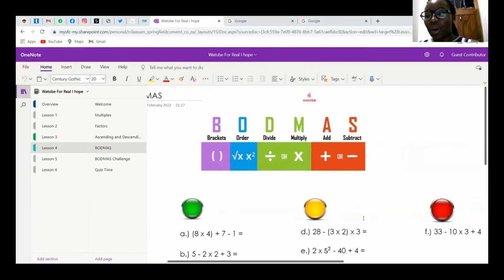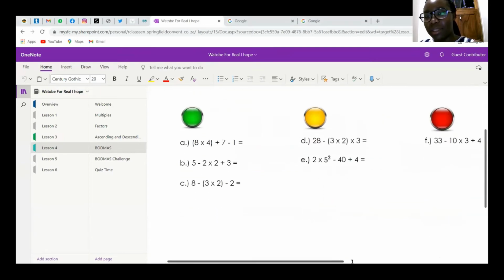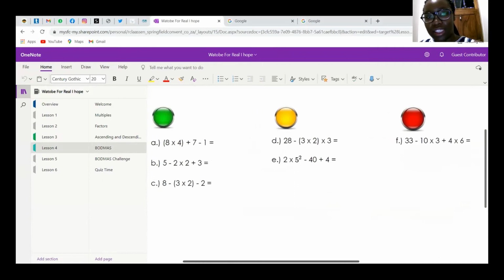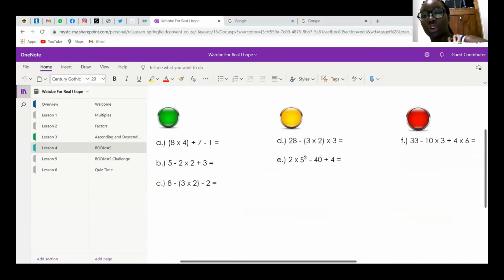All right, guys. So I want us to try some of these BODMAS questions. We're just going to do the green and the yellow. And if you do get the chance, please do the red as well. And if you're stuck, please just, okay, I need everybody to lower their hand. Nsepeng says she doesn't understand BODMAS. So we're going to use number 1 over here to explain BODMAS to her.